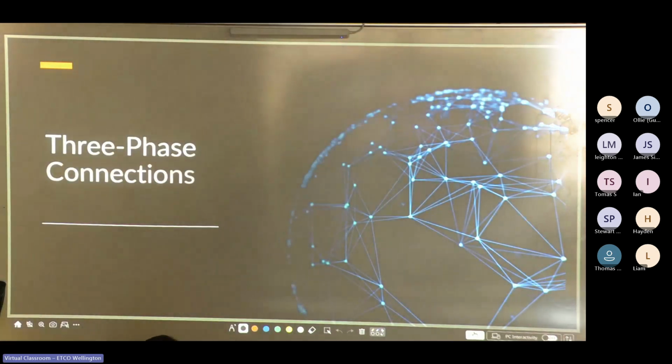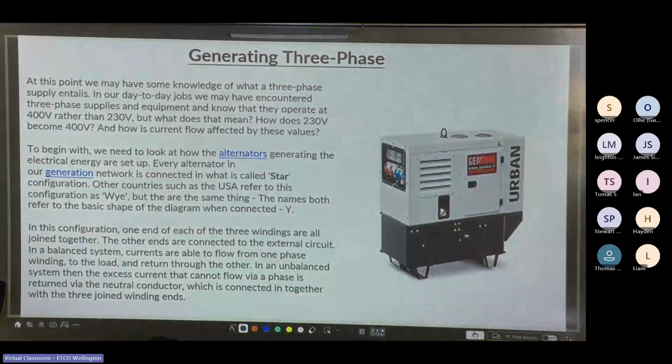Cool. So again, we're going to be looking at transformers, but today we'll be looking at three-phase connection. So we'll be talking about three-phase transformers. Cool. So to start off with, we know that we generate in three-phase, and we know what that supply means. So in our day-to-day jobs, you may encounter three-phase supplies and equipment that operate at 400 volts rather than 230. What does that mean? How does 230 volts become 400 volts? And how is current flow affected by these values?